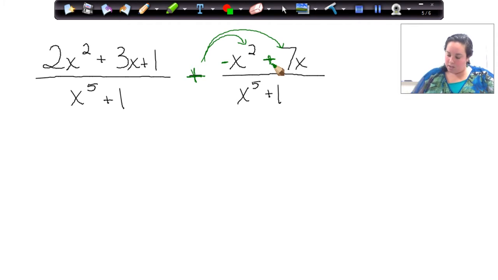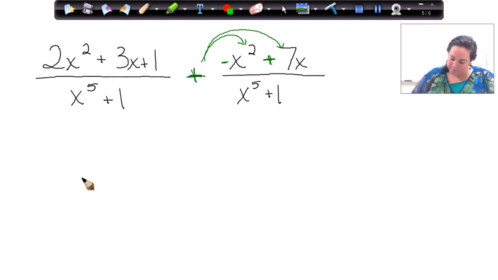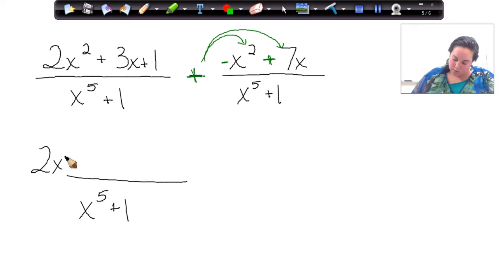So this becomes negative, and this becomes positive. All right. So we already have a common denominator. We just copy down that denominator, the same thing it was. And we're going to now add these. So we have 2x squared plus 3x plus 1 plus negative x squared plus 7x.